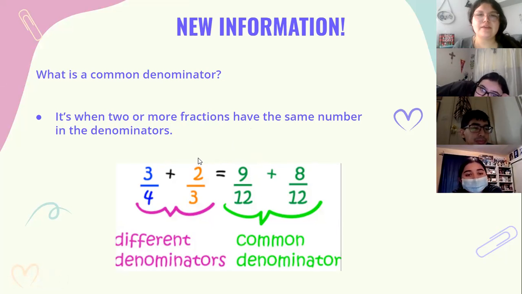Monica, can you tell me the relationship between 2/3 and 8/12? You multiply both the top and the bottom by 4. Correct. So you get 8/12 when you multiply 2 by 4 and 3 by 4.